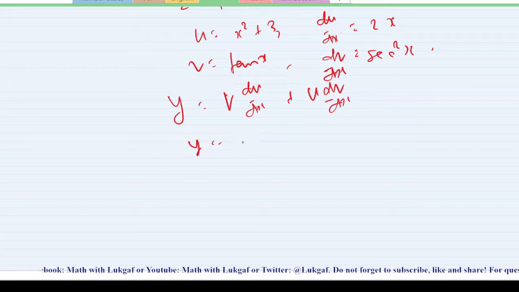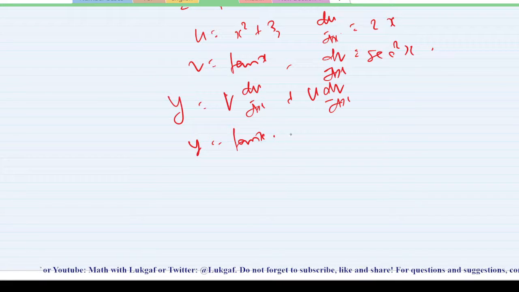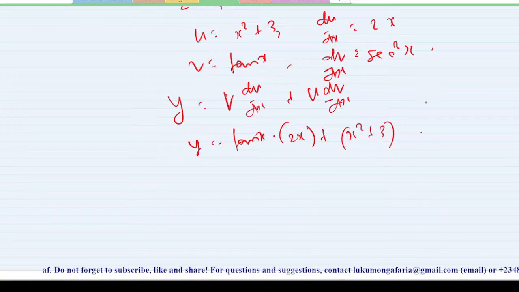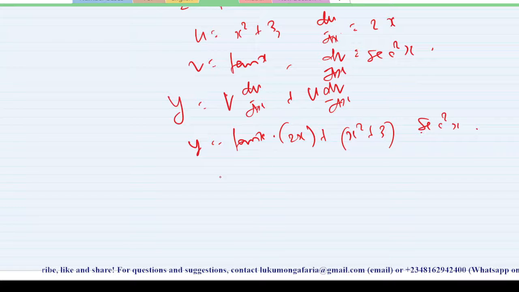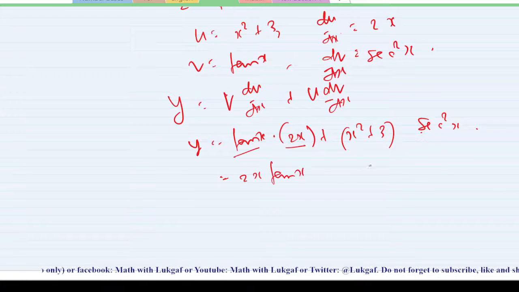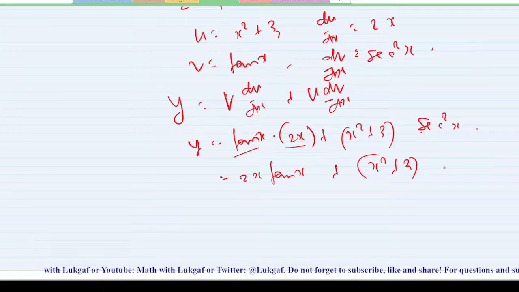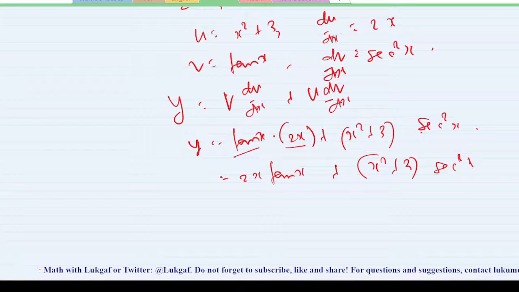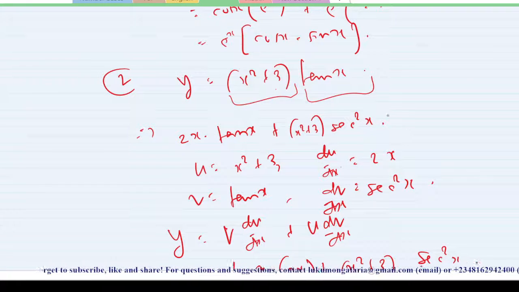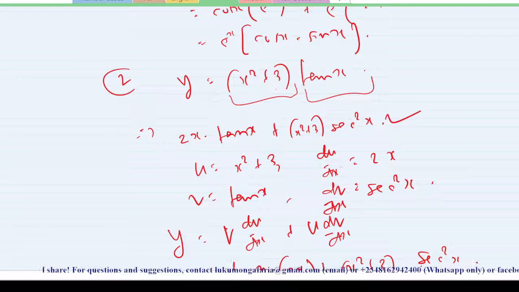Then your y' will now be tan x multiplied by du/dx, that's 2x, plus u, x square plus 3, the dv/dx will give me sec square x. Then I'm going to have tan x multiplied by 2x. Don't say it is tan 2x squared, because this is a function on its own, you cannot break it. This is another function, and this will give me 2x tan x plus (x square plus 3) sec square x. You know, it is the same thing as what we did the other time. You understand now? So it's the same thing as this. So this is how you are going to use product rule.